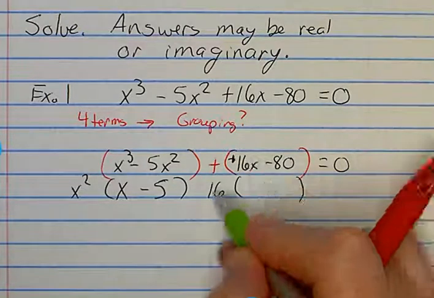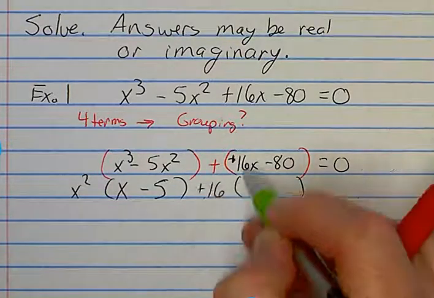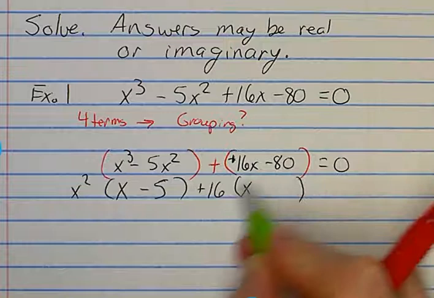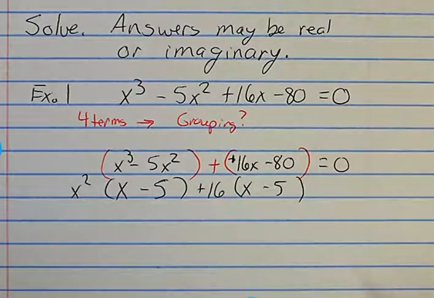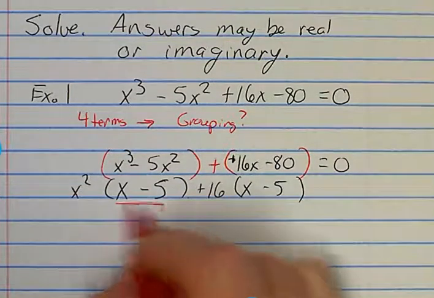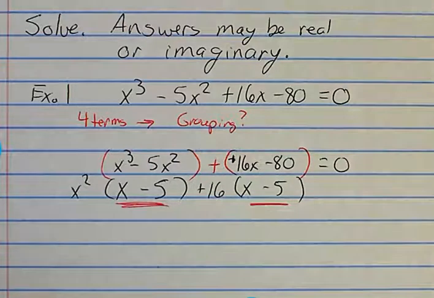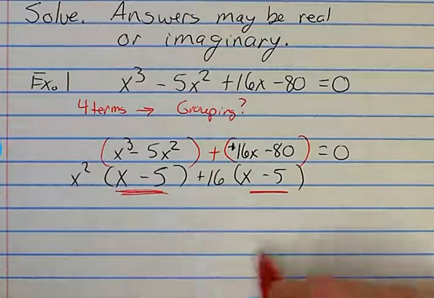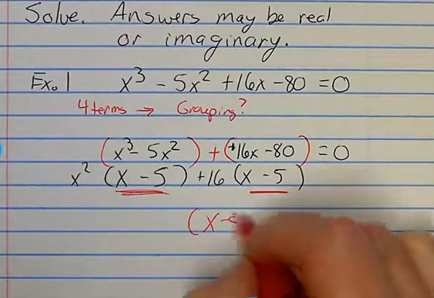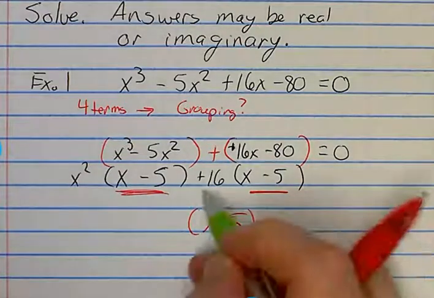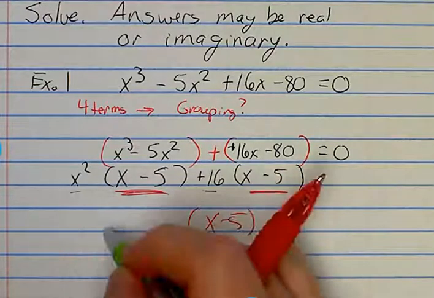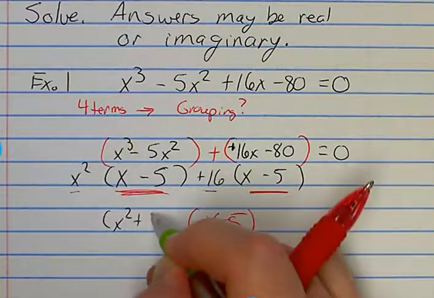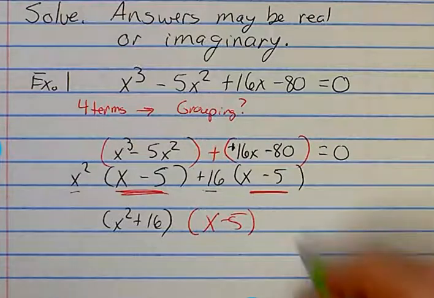If you do 16 divided by 16, that would be an x. If you do negative 80 divided by 16, that would be a negative 5. And that's what we wanted, because now you've got the same thing in the parentheses. So if we do that, we'll take the x minus 5, and whatever these two terms are that's here, they're going to go in parentheses in front by themselves.